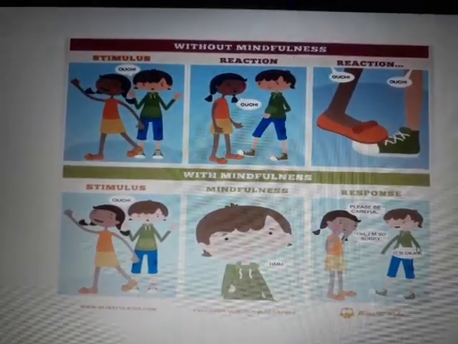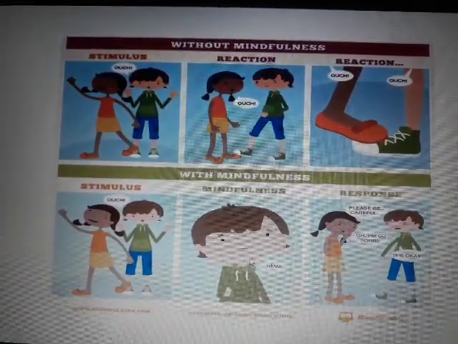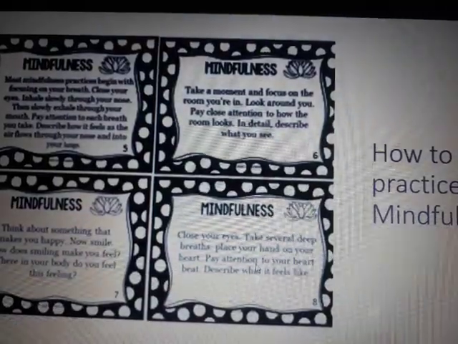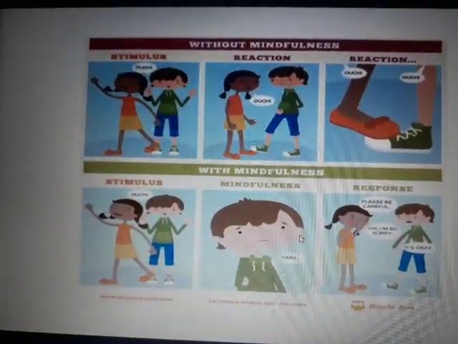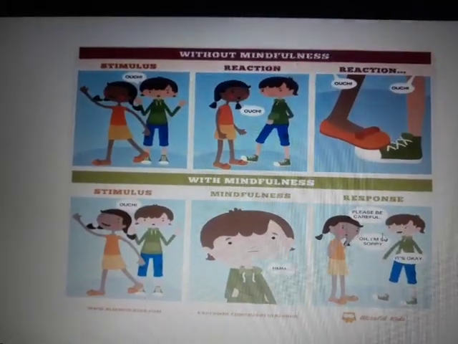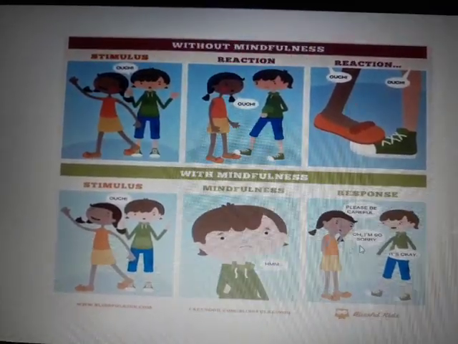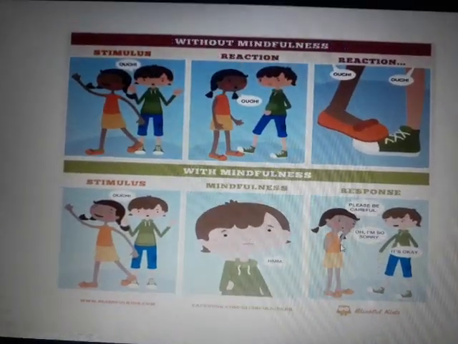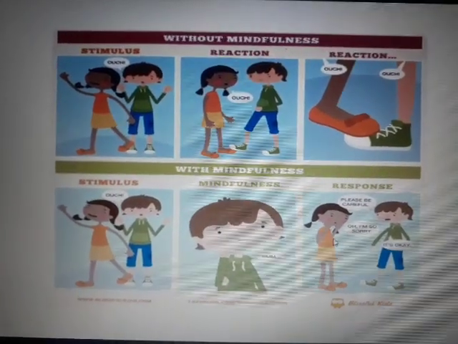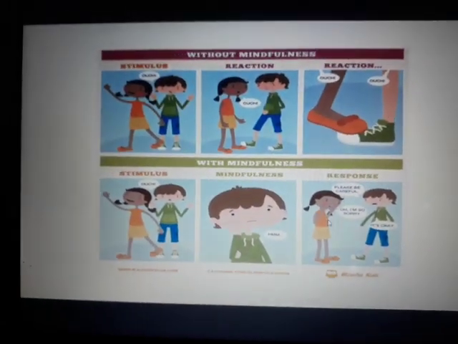But with mindfulness, if the stimulus is there that a person's foot has been stomped, the person thinks for a little while, is patient, and responds saying, please be careful. The person realizes that he has stomped and says sorry, and then the fight which would have resulted is stopped.